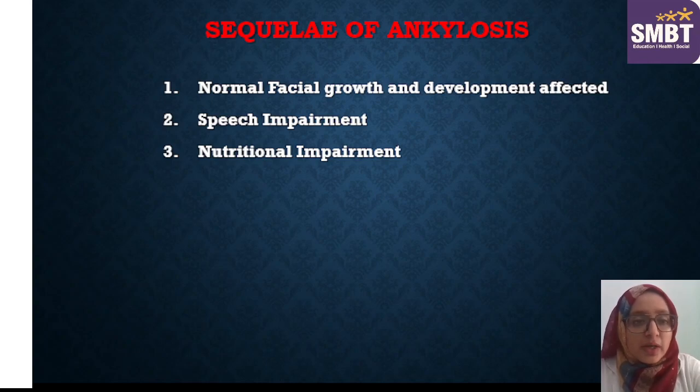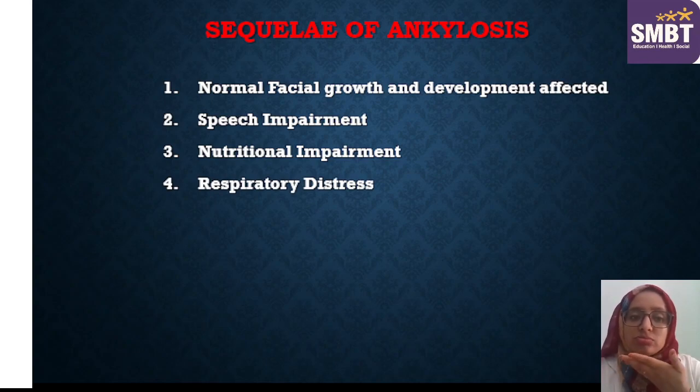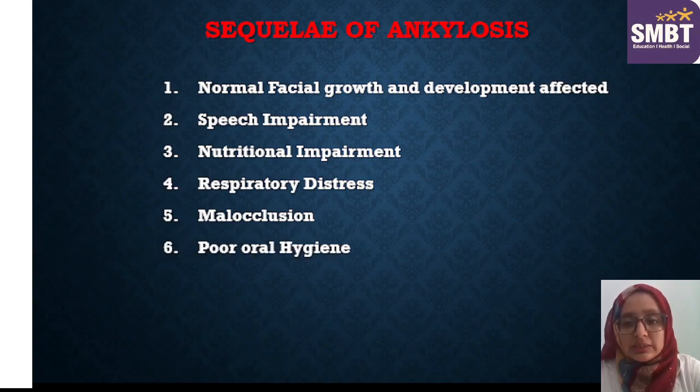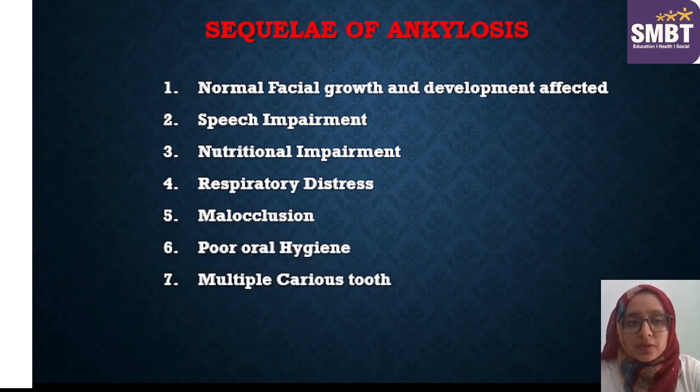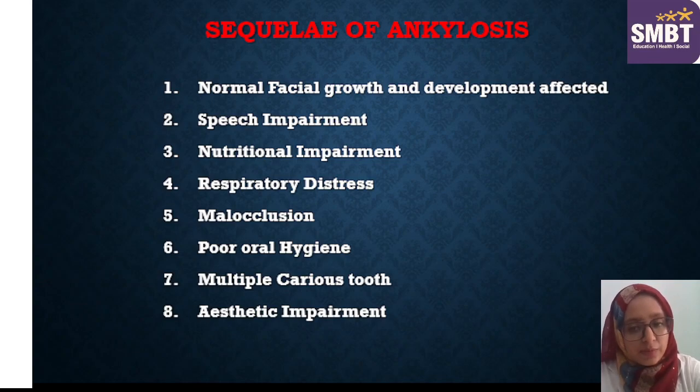Nutritional impairment, this is obvious because the patient is not able to open his or her mouth completely, so nutritional deficiency. Respiratory distress, because the lower jaw is not completely formed, so the tongue is posteriorly placed, so the patient is not able to breathe. Malocclusion, we have already discussed this. Poor oral hygiene because of inability to open the mouth and keep the hygiene proper. Multiple carious teeth because of poor oral hygiene, and aesthetic impairment, that is obvious because facial growth is not proper.